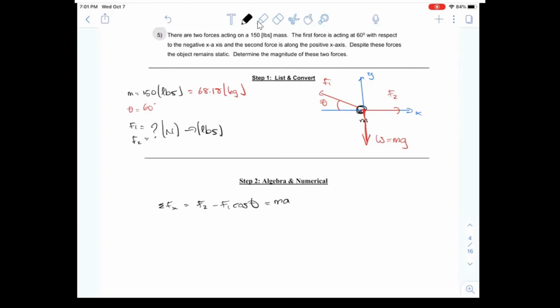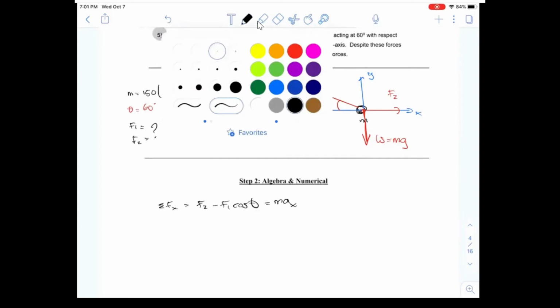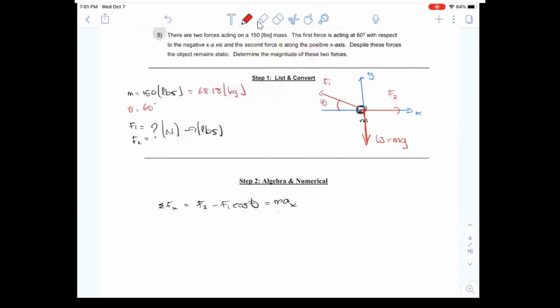All right, so the net force is going to give you the acceleration along the x direction. It's a static system, which means that it's not moving, which means that there's no acceleration. So what do we have? You have F2 minus F1 times the cosine of the angle. It's going to be 0.